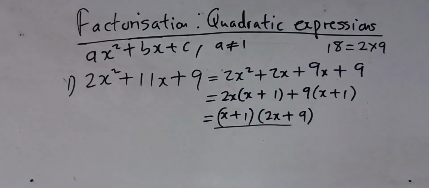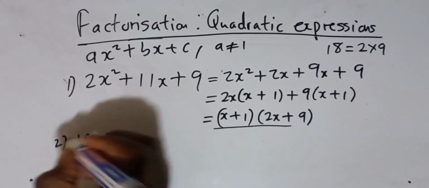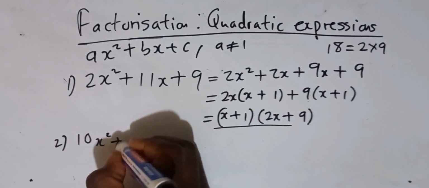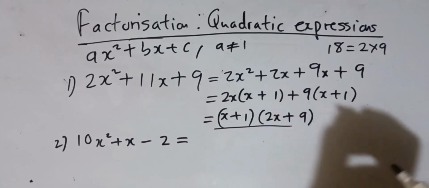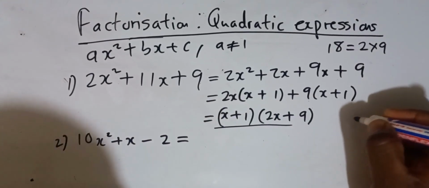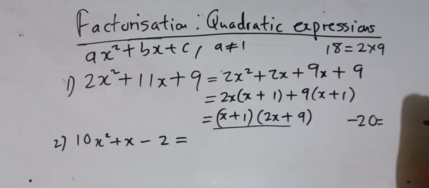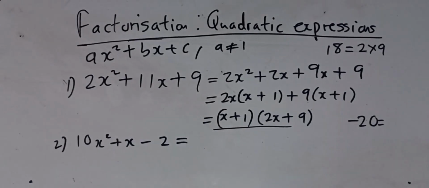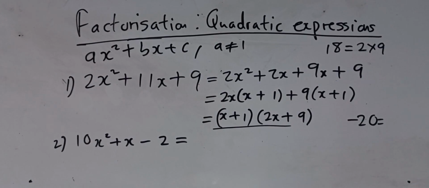Now I want to look at the second example, where we have a negative on the third term. So we are going to take 10x squared plus x minus 2. So first, 10 times minus 2, we get minus 20. Now we need two numbers such that if we multiply them, we get minus 20. We have two possible pairs, but if we add them, we get 1.